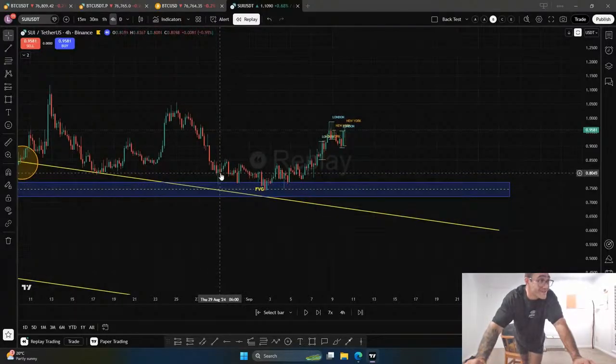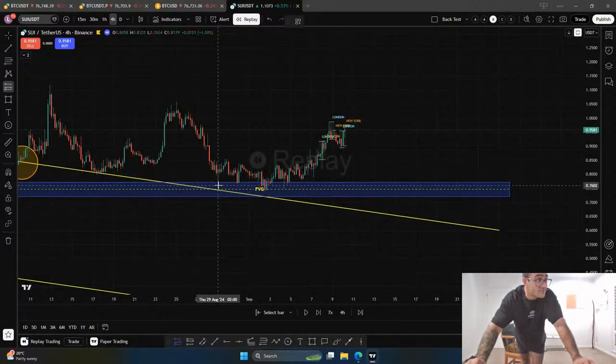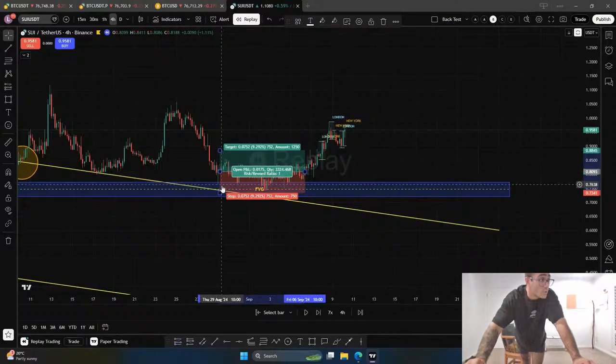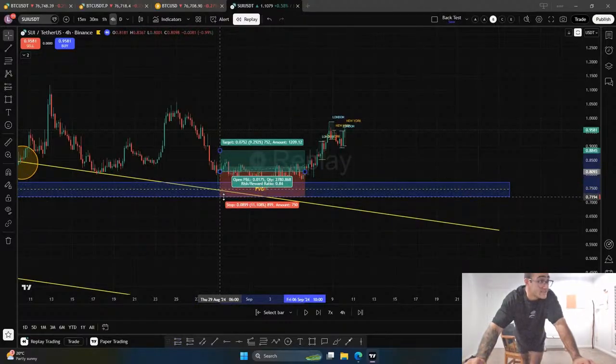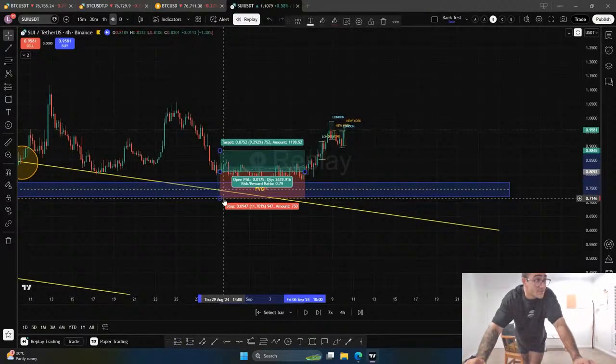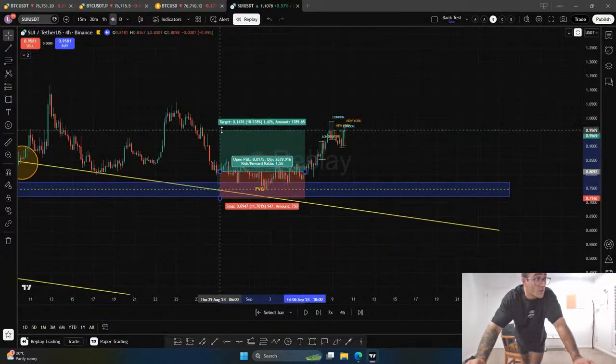I would have then entered here, on the candle close. Sorry, candle open, the next bar market after this wick here. Boom. Now, what I would have always done is stop loss a pip under the fair value gap. And I always go for a 2 to 1.